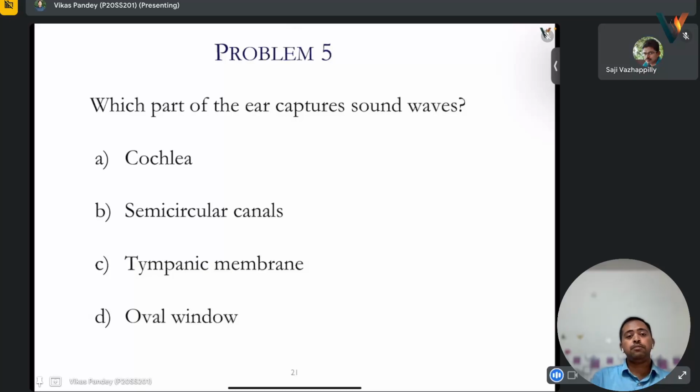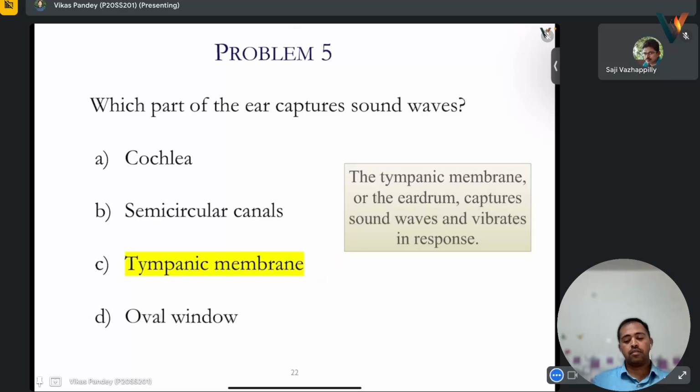Now, which part of the ear captures sound waves? Cochlea, semicircular canal, tympanic membrane, or oval window? Tympanic membrane, or the eardrum. This captures the sound wave and vibrates in response. So till here, sound is in the sound form, till it reaches the eardrum.